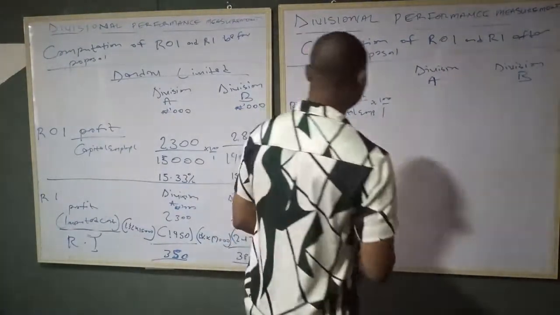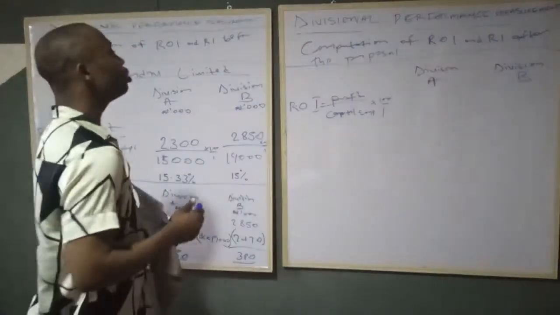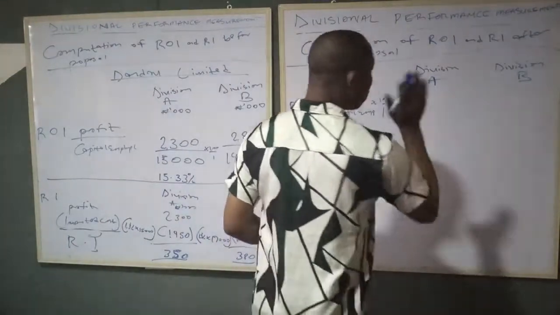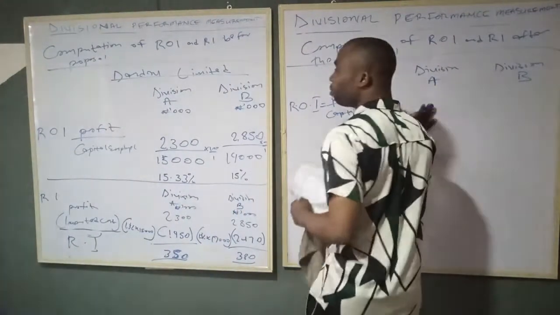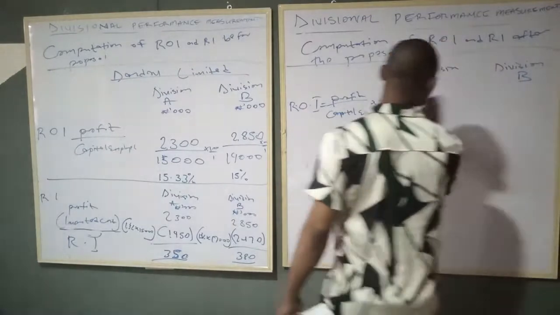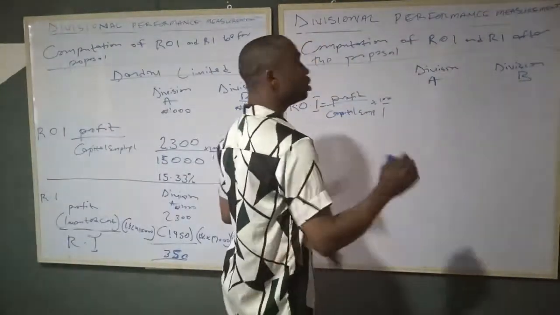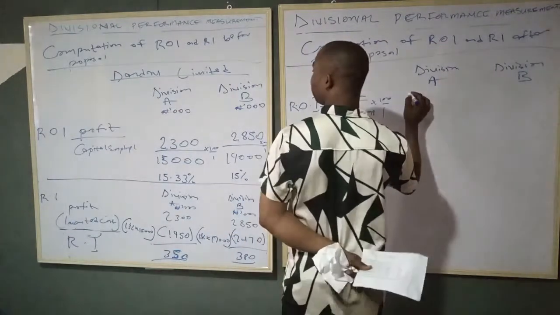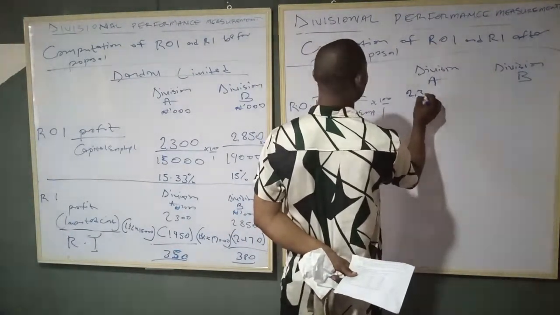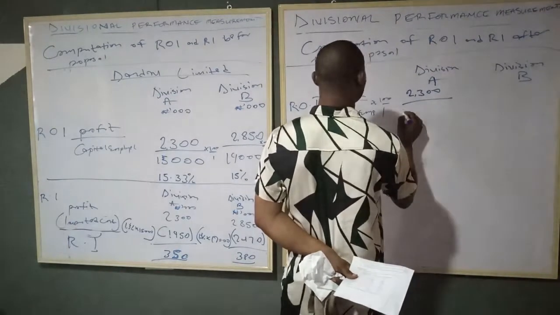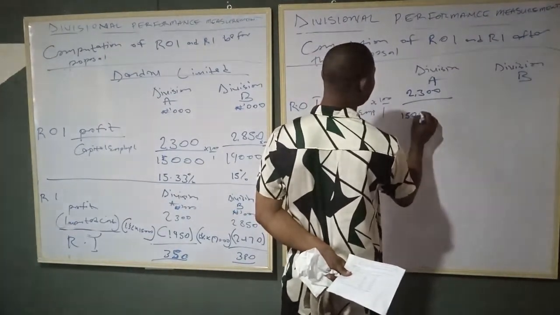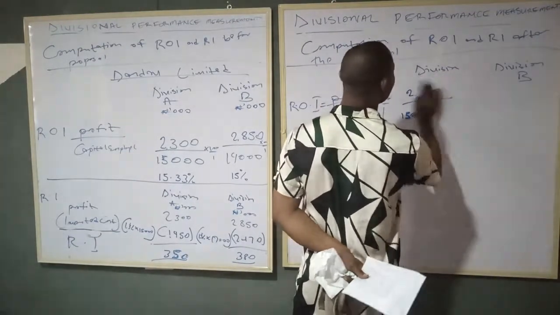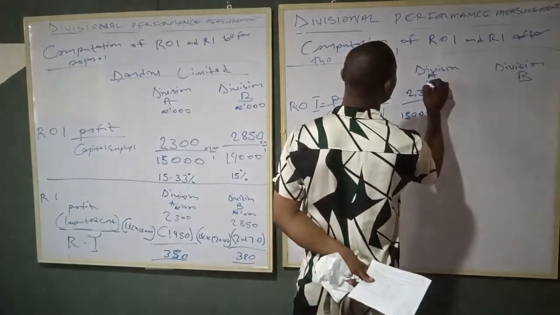Now, they say that we want to compute our return on investment after the proposal. So in the first state, we use the normal formula for return on investment before the proposal first. That is, what is the profit before the proposal? We have profit of 2,300, and their capital employed is 15,000, because we are having 000 here.